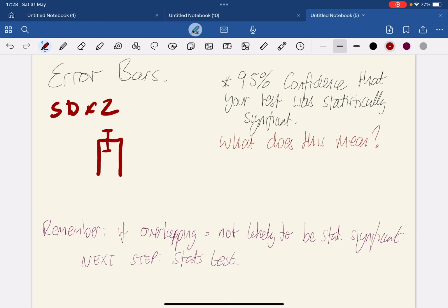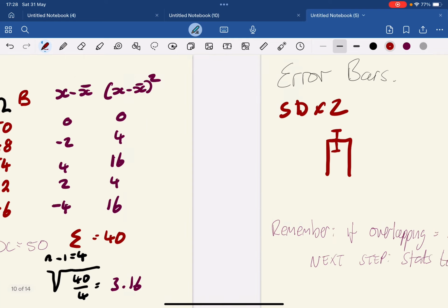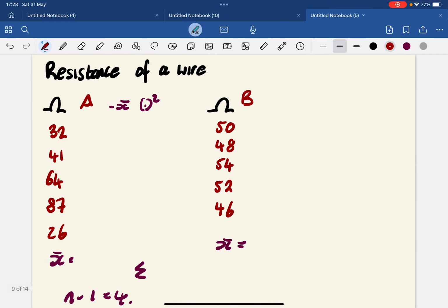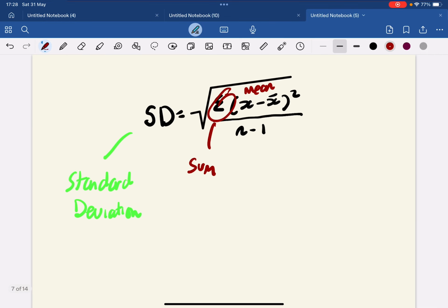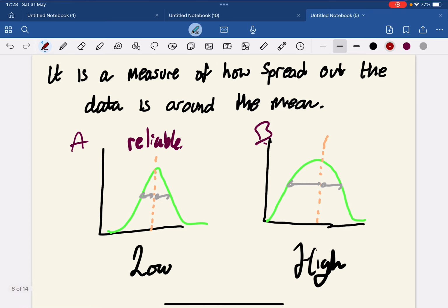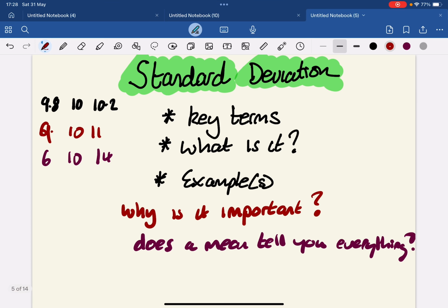This was just a whistle-stop tour going through standard deviation. If you'd like some more examples, please let me know and I can do some more. It's really important that we understand what standard deviation is, and ultimately that it isn't a stats test. It's the first step for a stats test. We'll do a video on a t-test a bit later on, and that's how we can use standard deviation in that t-test and what that means.